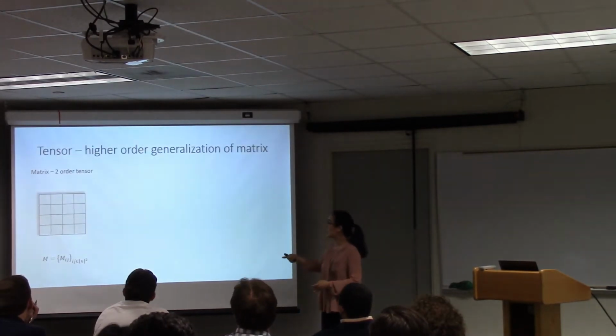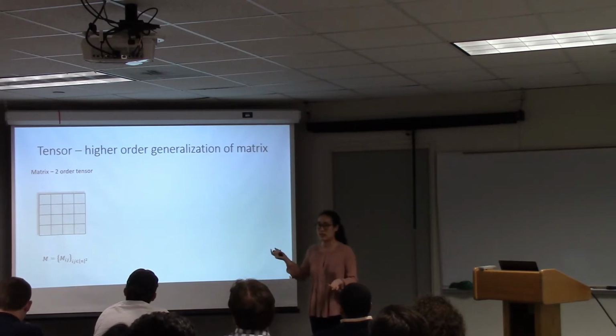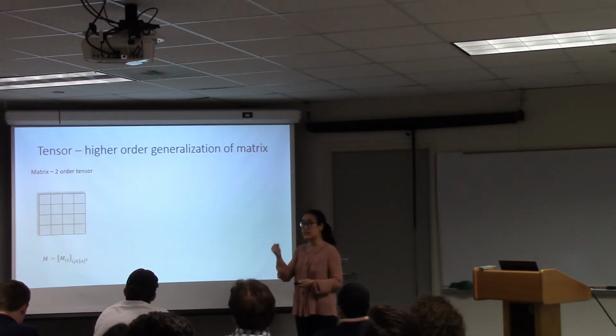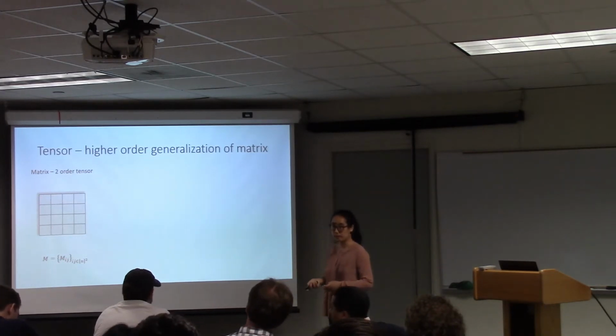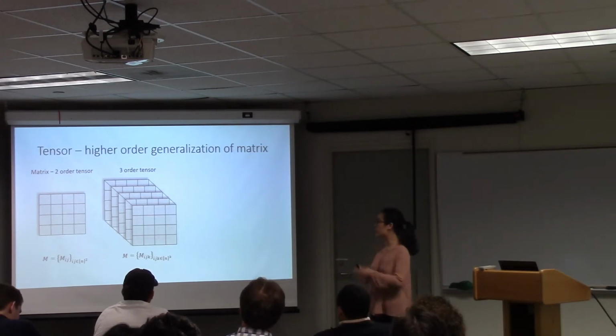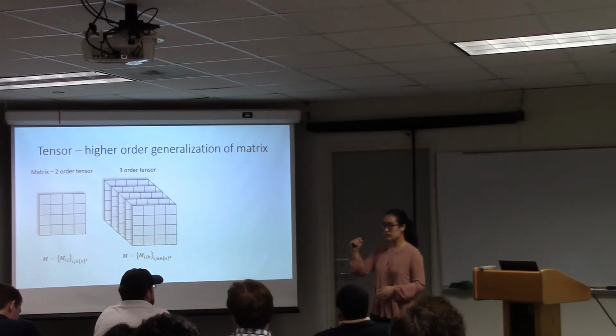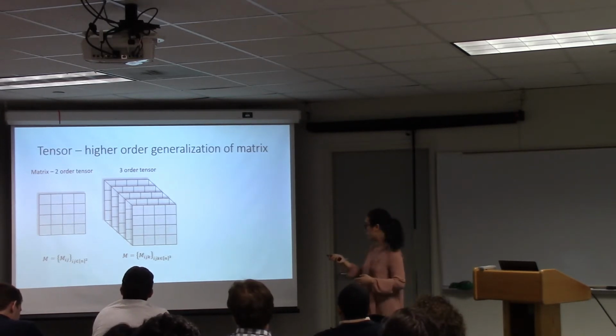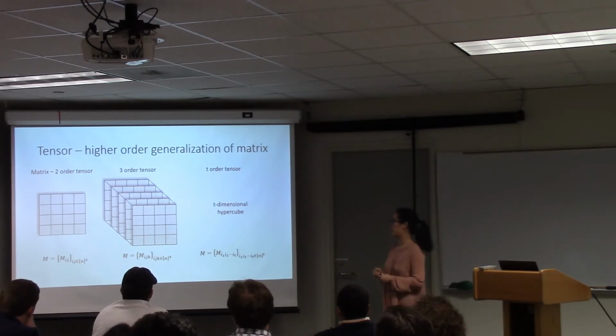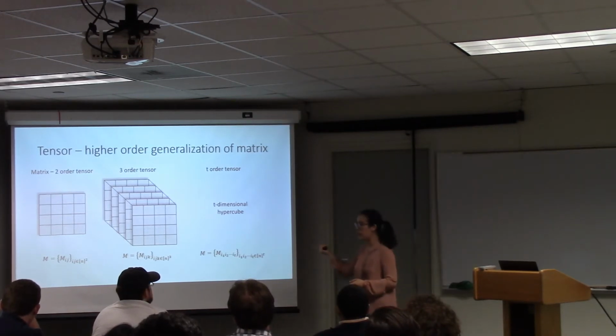You can think of a tensor as a higher order generalization of a matrix. Whereas a matrix is simply a 2-order tensor where each data point is indexed by a pair of indices, say M_ij, the indices i and j denote the row and the column of that data point. A 3-order tensor you can visualize as a cube where each data point is indexed by a triplet of indices denoting the row, the column, and the depth. And a general t-order tensor, you can visualize if you can as a t-dimensional hypercube, where every data point is indexed by a t-dimensional vector.